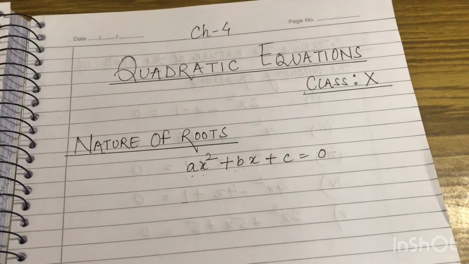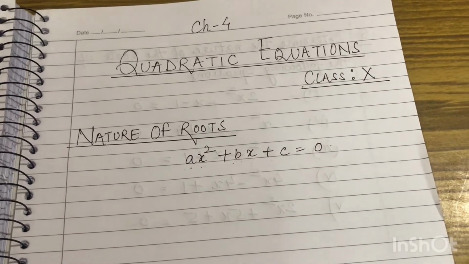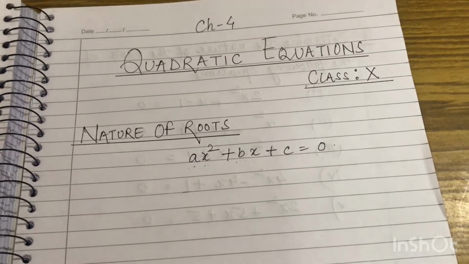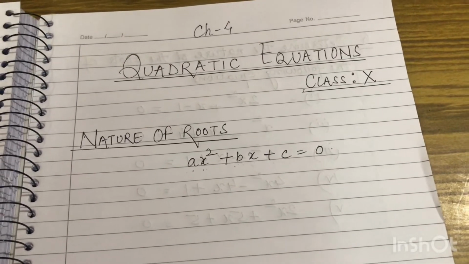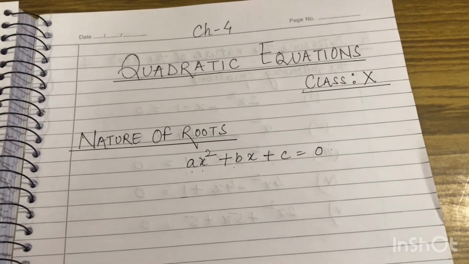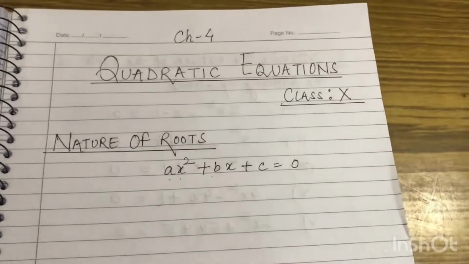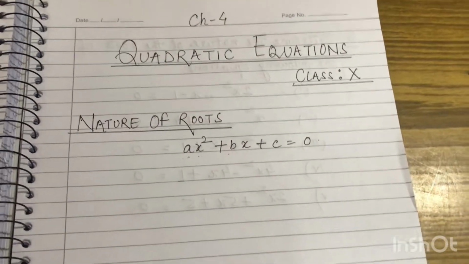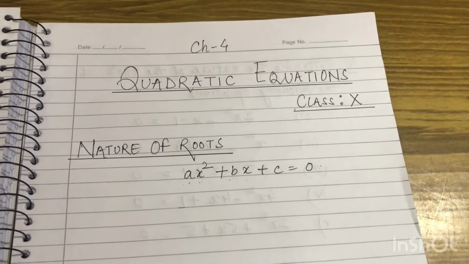Means what nature your roots are of, what type of numbers your roots are. Roots may be imaginary, real, unequal or equal. Okay, and to find the nature of roots, discriminant plays an important role.